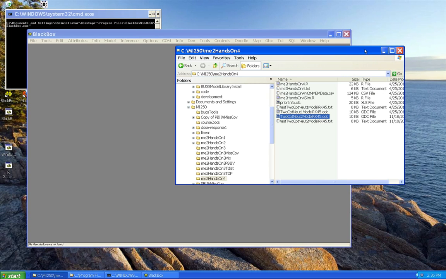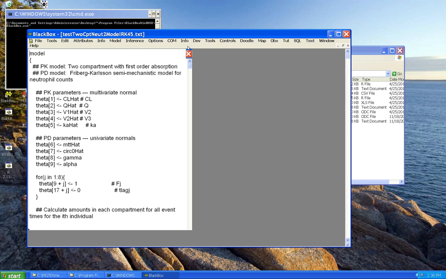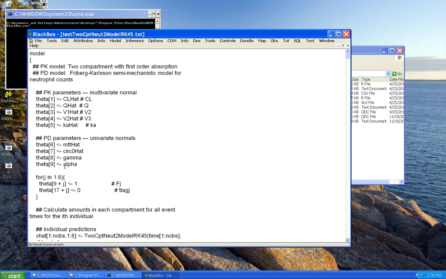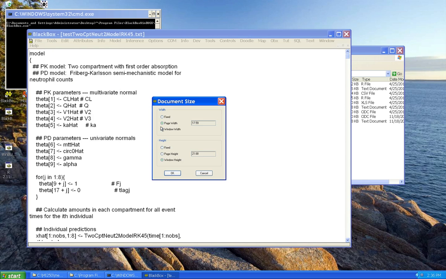And the other file that I posted for you is this one here called test2cpt neut2 model RK45. It's just a plain text file that contains a very simple, or relatively simple anyway, BUGS model. It's actually a BUGS model that doesn't even have any random components in it. Let's open it up and unwrap it here.